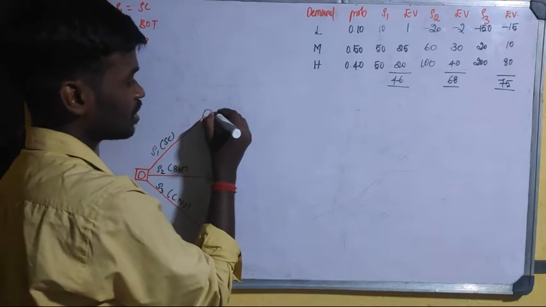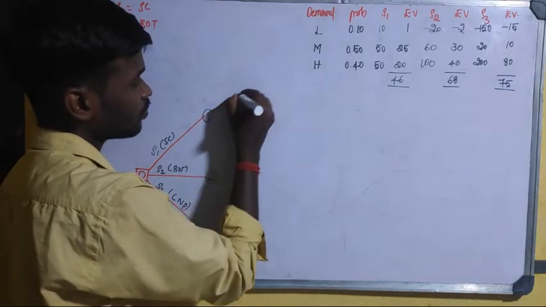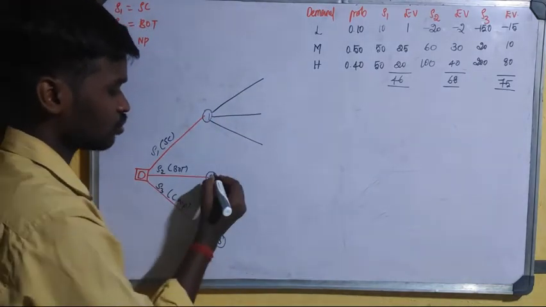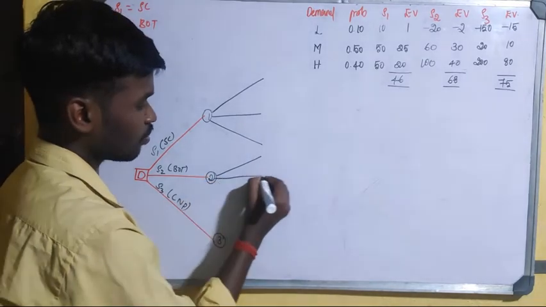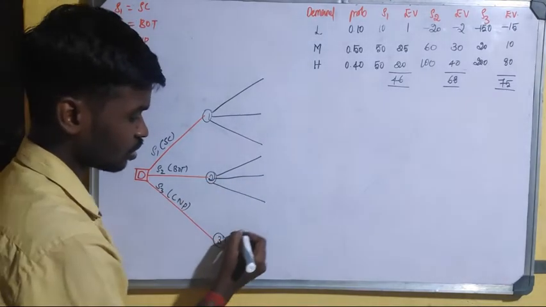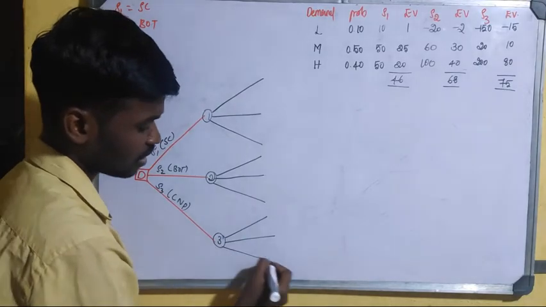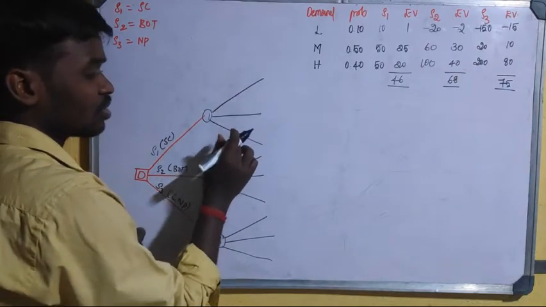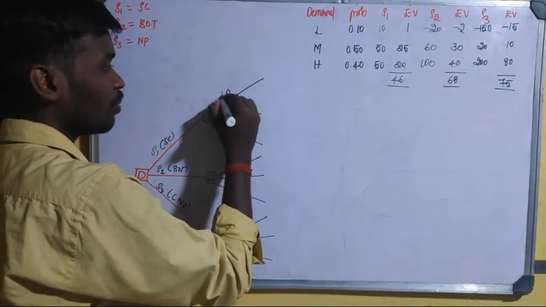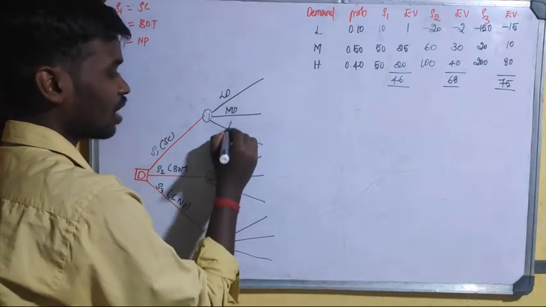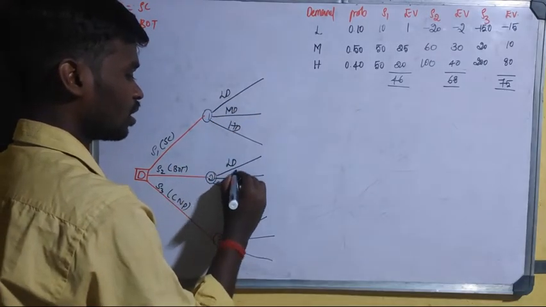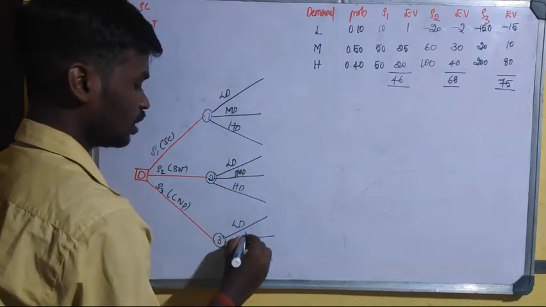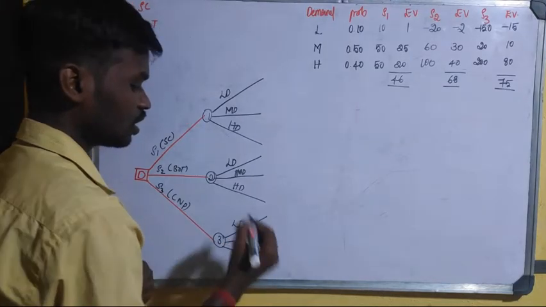So I am going to represent this information like this. Each and every alternative has the three situations: low demand, medium demand and high demand. These situations will be called low demand, medium demand and high demand, that is LD, MD and HD.